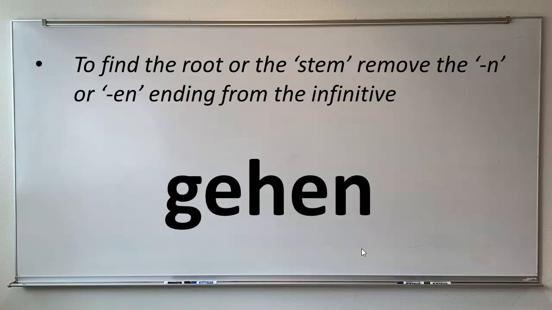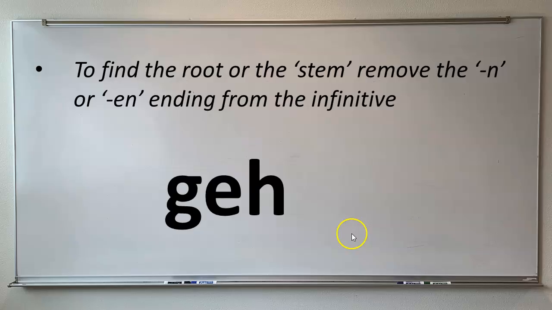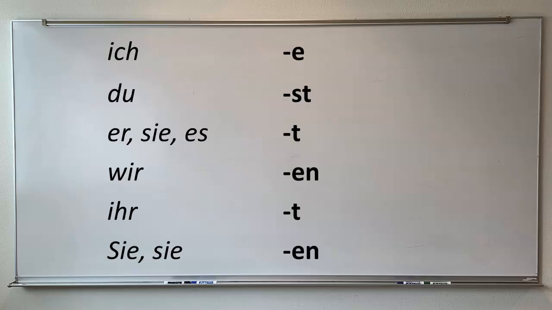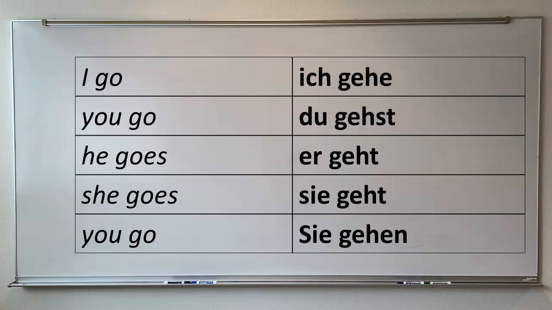Remember that the infinitive is just a verb that hasn't been conjugated yet. It has no person, no subject, and it has no time, past, present, or future. It's just the verb itself. So we have gehen, so we're going to remove the en, and we're left with the stem. So here's the stem. So in a regular verb, the stem will not change. We're going to use the same endings that we use in the present tense. So these endings you're already familiar with, and we're going to add those endings to the stem.